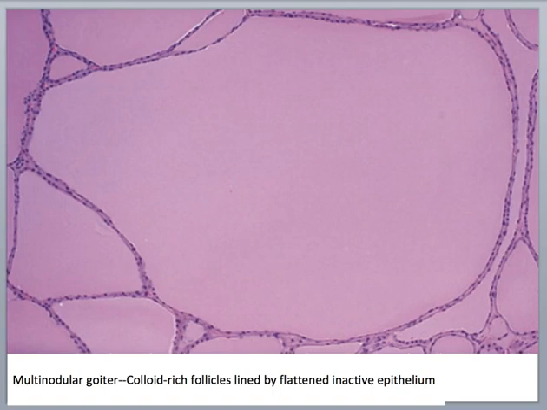And finally, microscopically in multinodular goiters, there's frequently variably dilated follicles. They're collagen-rich, and they're lined by a flattened inactive epithelium. It's actually somewhat difficult to recognize the thyroid follicular cells at this power.